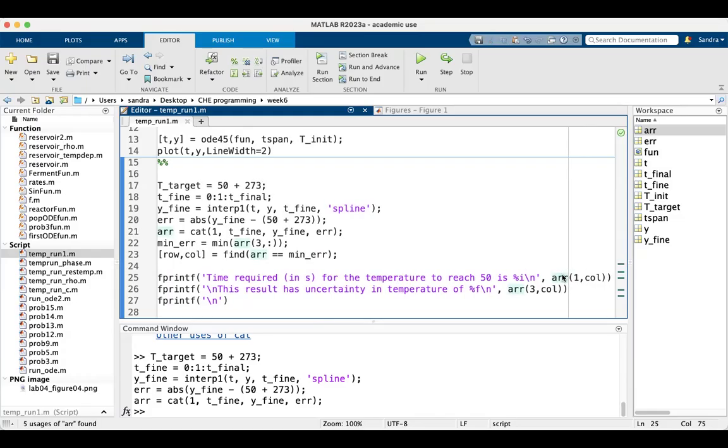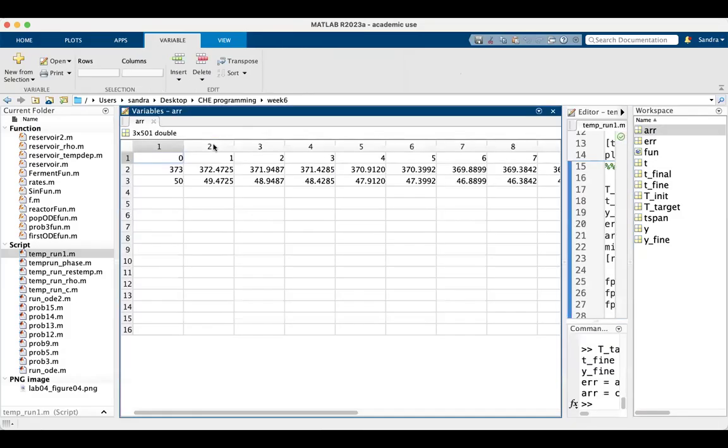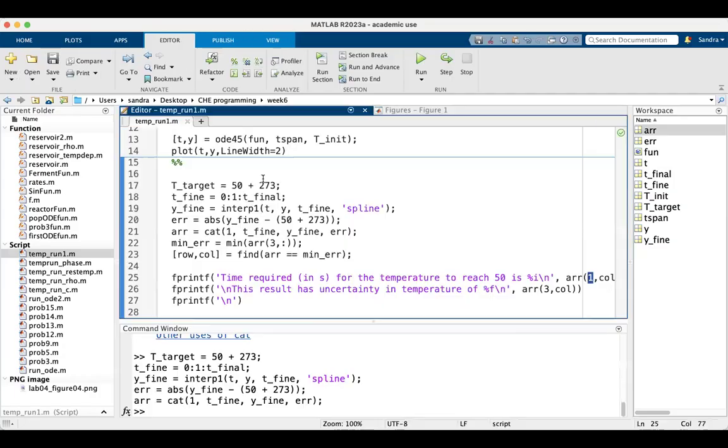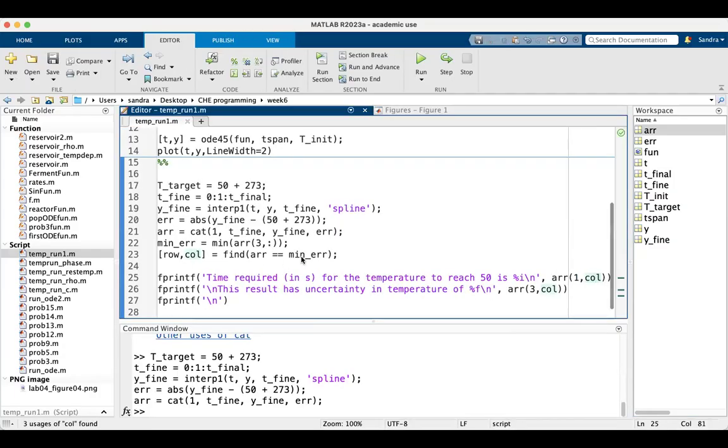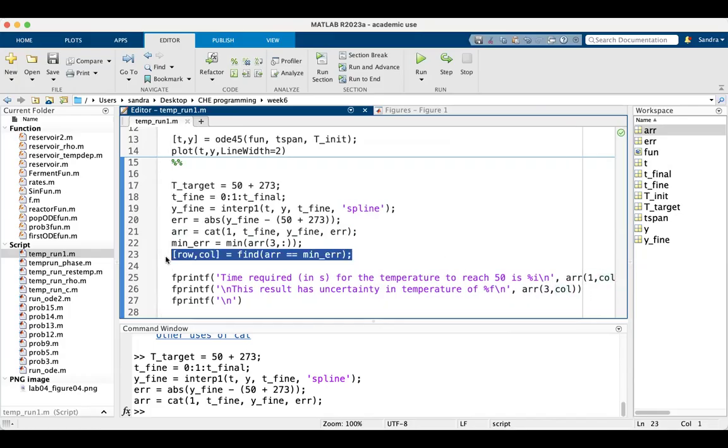So the one gives you the first row of ARR, which gives you the time, right? First row gives you the time, and which column do you have to take? The column that corresponds to the minimum value. So you get the column from here. And what is the temperature corresponding to that? Sorry, what is the error, or the uncertainty corresponding to that? For that, you have to take ARR third row, which is basically the error, and the column corresponds to the minimum one.